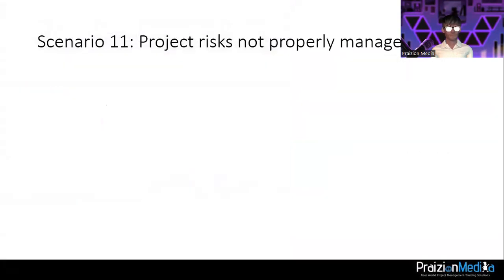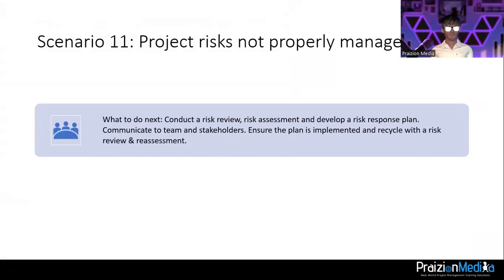Project risks are not properly managed. What can you do as a project manager? What you should do next is conduct a risk review or risk reassessment and develop a risk response plan. It is important to communicate to the team and stakeholders and ensure that a plan is implemented, and then you recycle with a risk review and a risk reassessment.